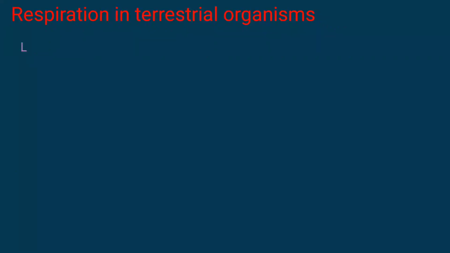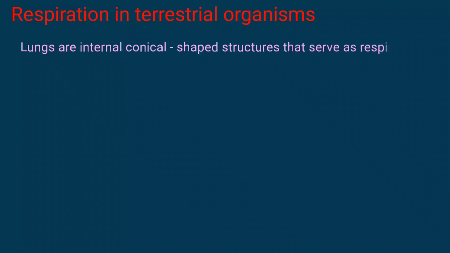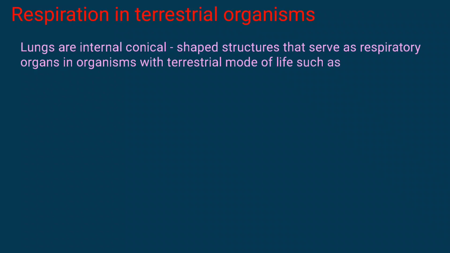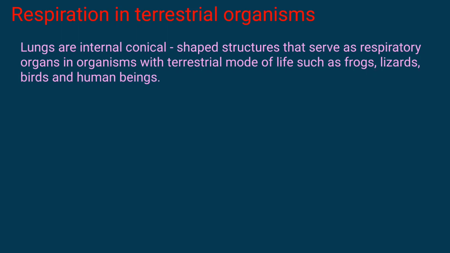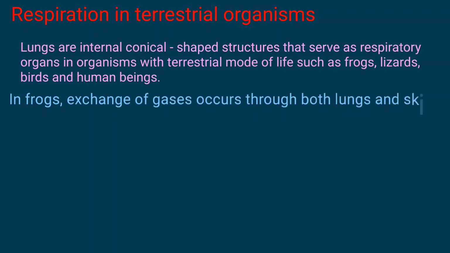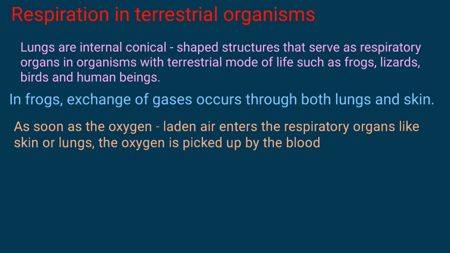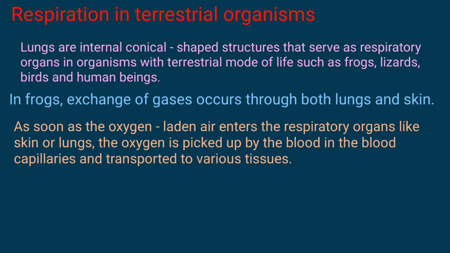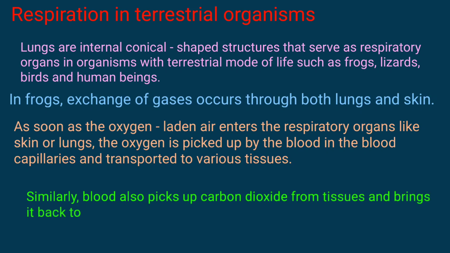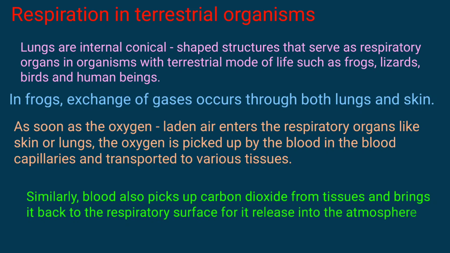Respiration in terrestrial organisms. Lungs are internal conical shaped structures that serve as respiratory organs in organisms with a terrestrial mode of life such as frogs, lizards, birds and human beings. In frogs, exchange of gases occurs through both lungs and skin. As soon as the oxygen-laden air enters the respiratory organs like skin or lungs, the oxygen is picked up by the blood in the blood capillaries and transported to various tissues. Similarly, blood also picks up carbon dioxide from tissues and brings it back to the respiratory surface for its release into the atmosphere.